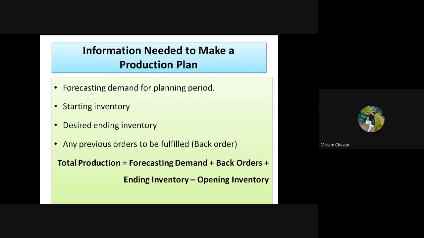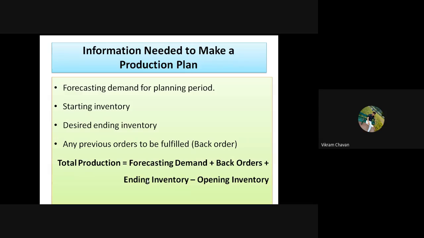Then the next important point is any previous orders to fulfill, or back orders. If any back order is remaining and you want to fulfill it in the next year, then that back order will be considered in the production. So for production planning, the total production required in 1 year, or in 1 month, or 6 months, that is half yearly, or 3 months, quarterly, whatever your planning is, no problem.